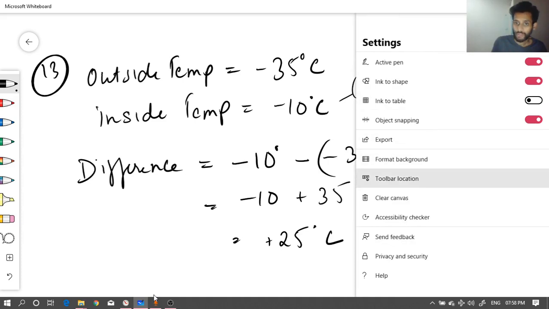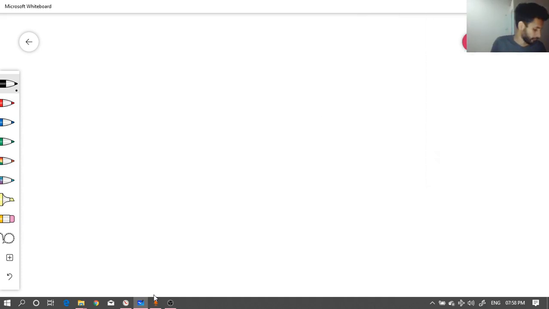Now question number 14. Question number 14. So 14 is the daytime temperature on the moon can reach up to 130 degrees centigrade. At night the temperature can drop to minus 110 degrees centigrade. So how much higher is the temperature than the minimum temperature? So when you are asked to find how high, that means you need to find the difference.